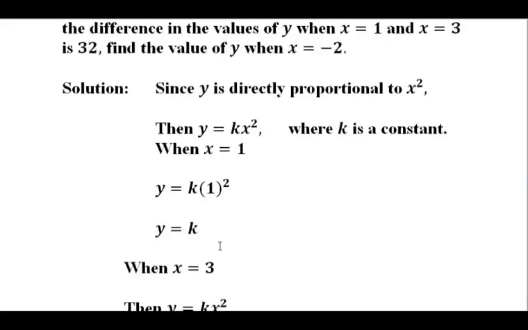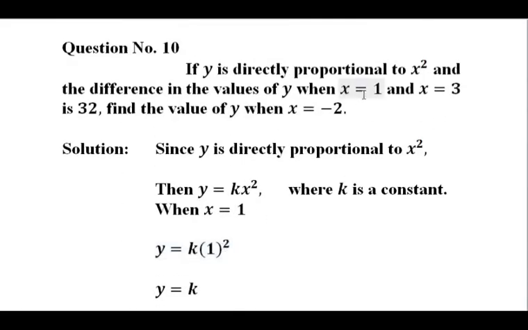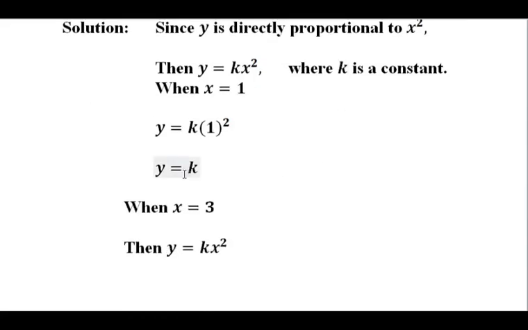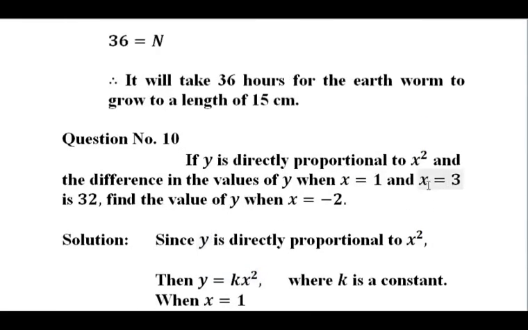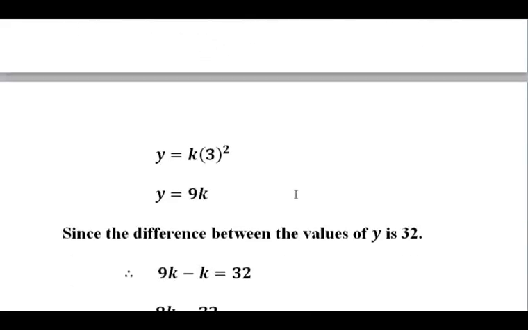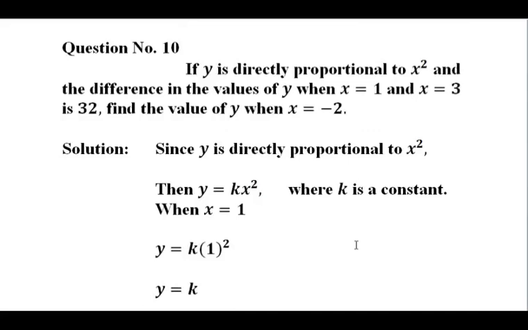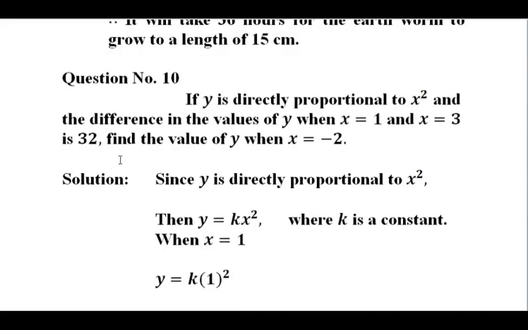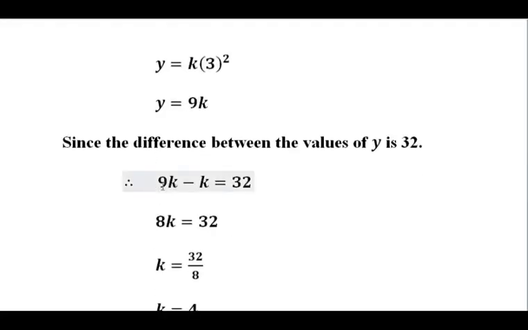Two values of x are given. When the first value of x is substituted, we get y equals k. And when the second value of x is substituted, we get y equals 9k. Since the difference between the values of y is 32, which is given in the statement of the question, therefore 9k minus k equals 32.